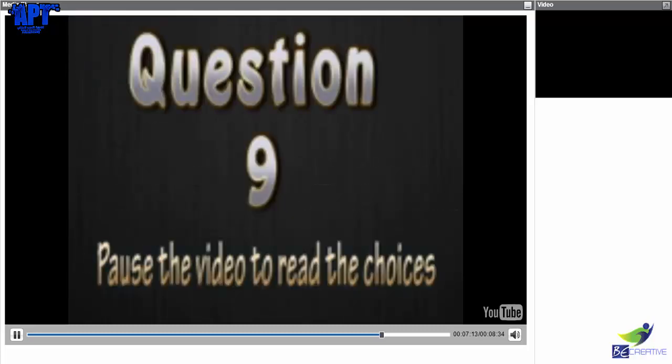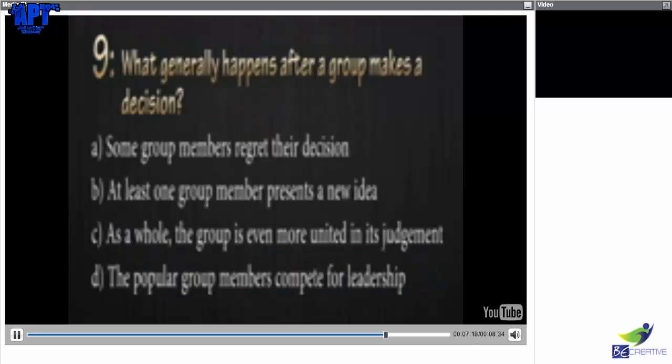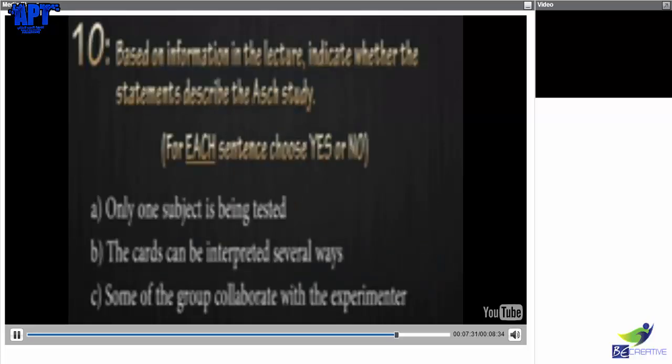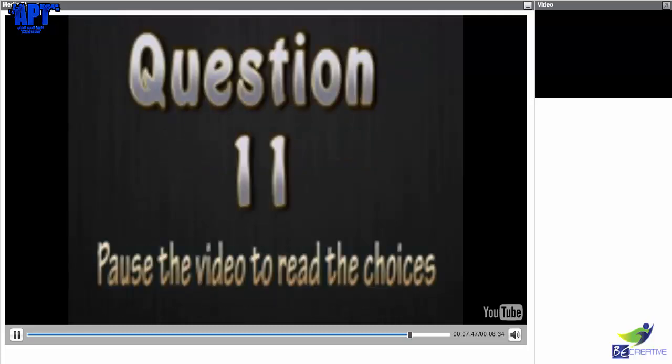Nine. What generally happens after a group makes a decision? 10. Based on information in the lecture, indicate whether the statements describe the Ash study. What is the professor's attitude about the studies on social influence?